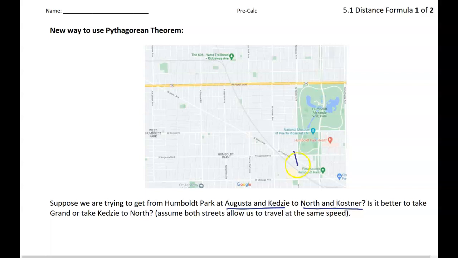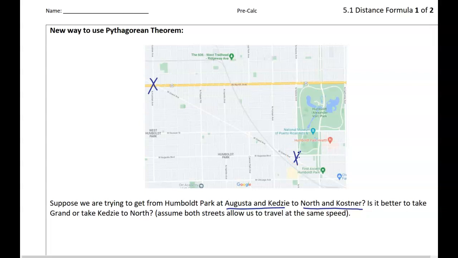Augusta and Kedzie is down here, for those of you who are not as familiar. North and Costner is over here. Augusta and Kedzie, that's like where the pool is at Humboldt Park, and then North and Costner, I don't know what's over there. Like the Walmart is up over there. North Grand is right over there as well, North Grand High School. So that's where we're trying to go.